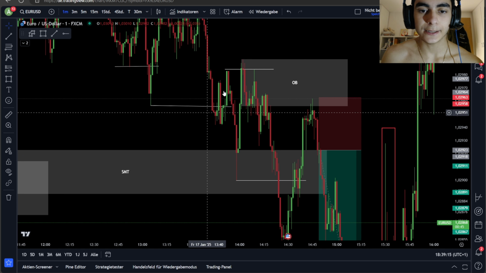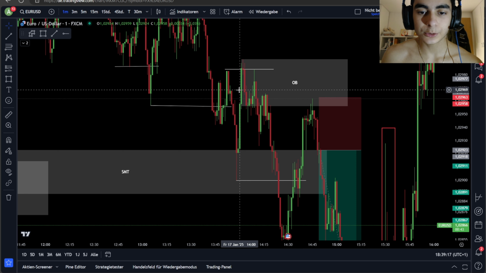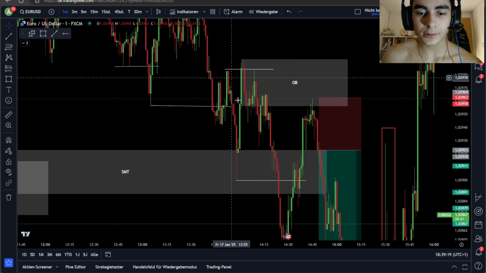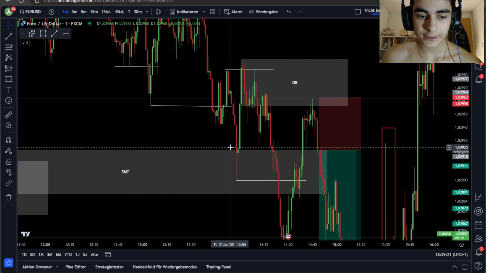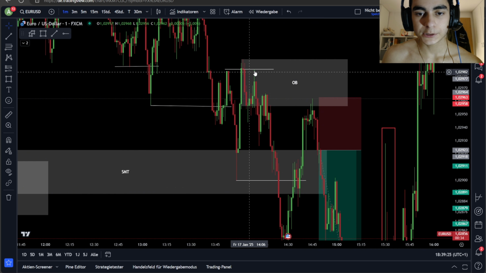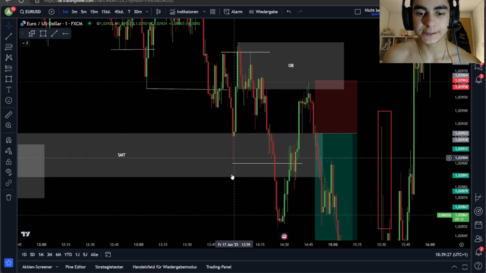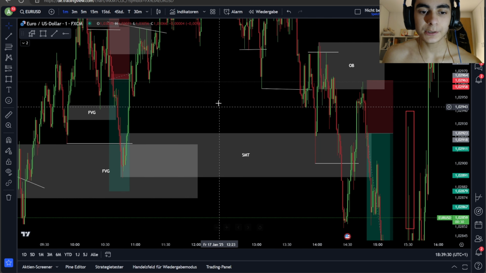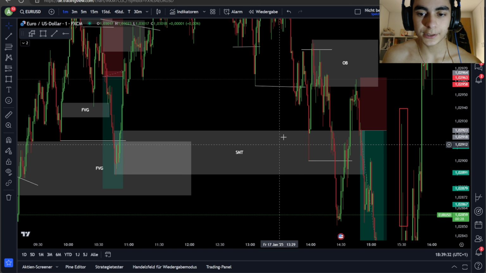Same thing happens again. This is now during New York session. Price comes lower, gives us a bullish rejection, sweeps this high, proceeds to make a lower low. So everyone who bought from here got stopped out.